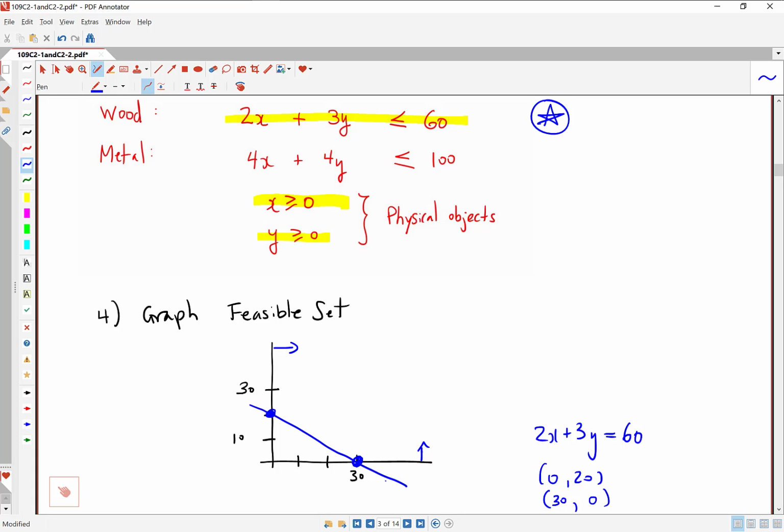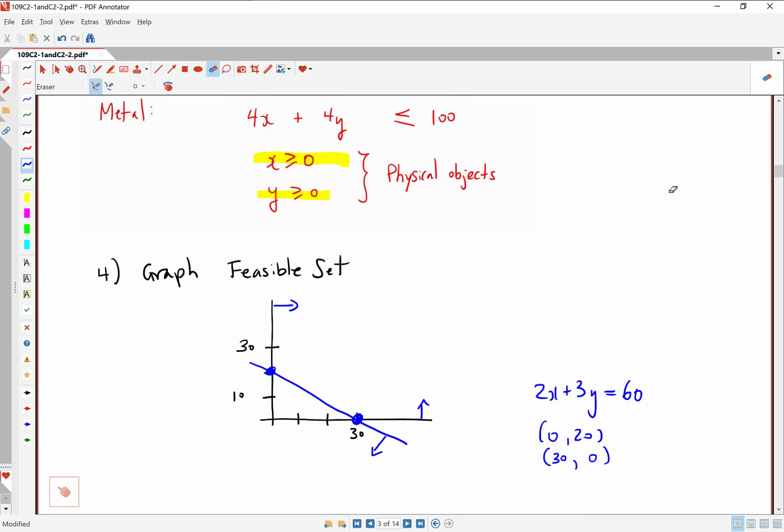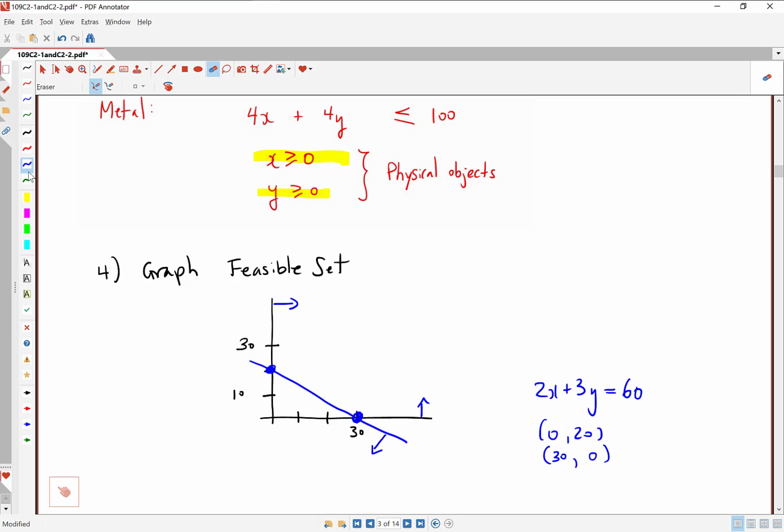That would be true, and so that tells us that our inequality is going towards the origin, so it's going sort of down and left. So that's the fast version of graphing the inequality, and let's do the same thing for the other line.